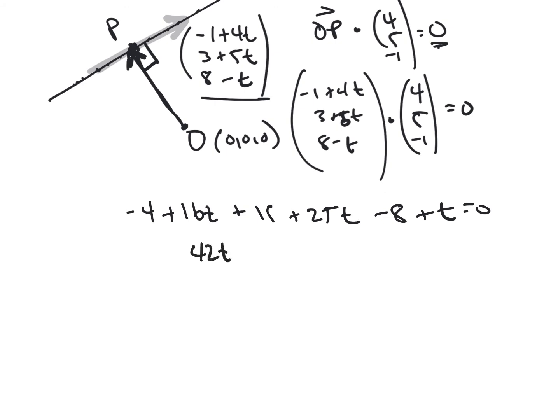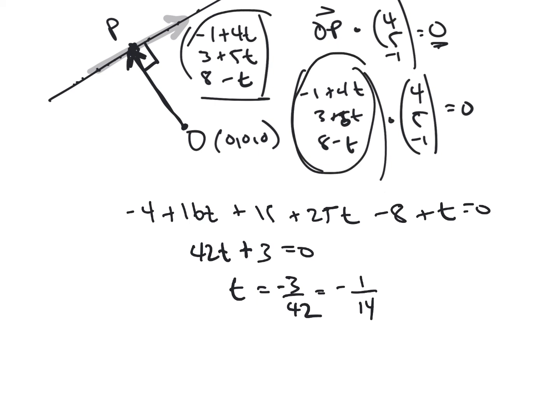I hope I'm doing my computations correct. 15 minus 8 is 7, minus 4 is 3, so 42t plus 3 equals 0. And so t is equal to minus 3 over 42. So let me just check here. It's plus 3, so it'll be minus 1 over 14.